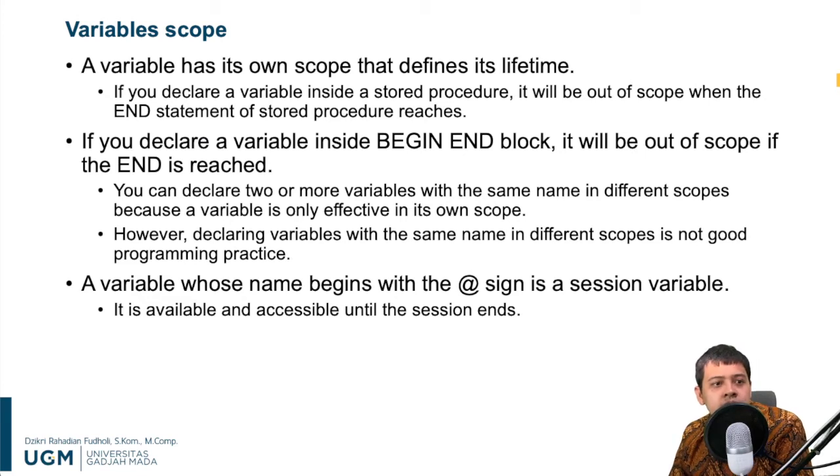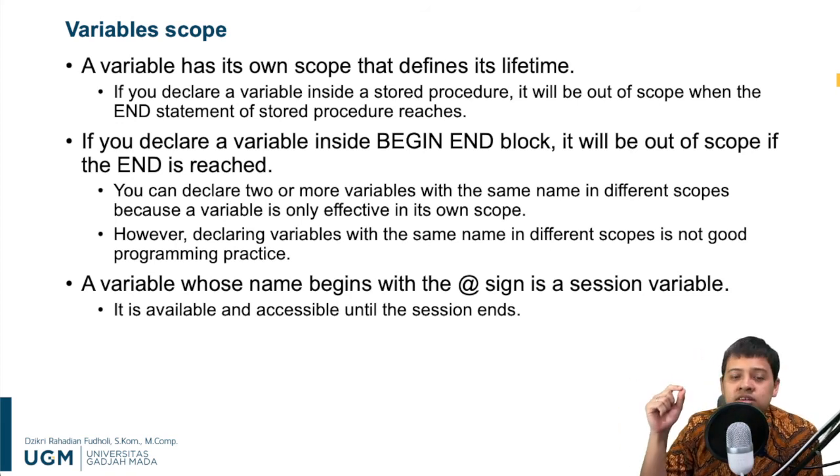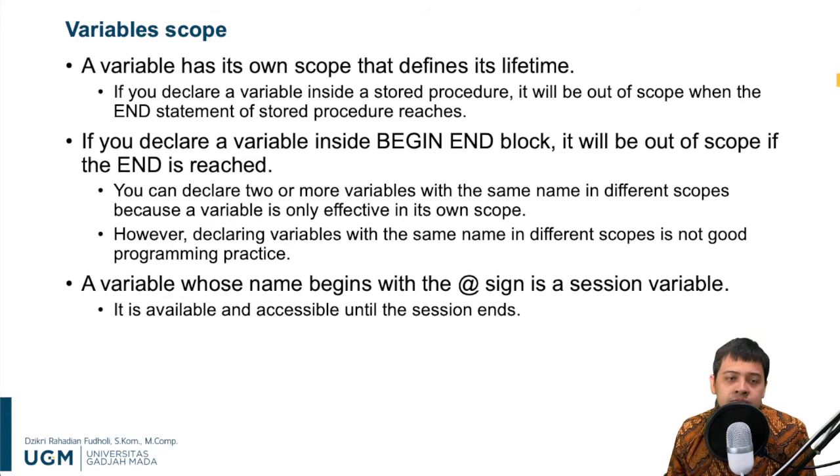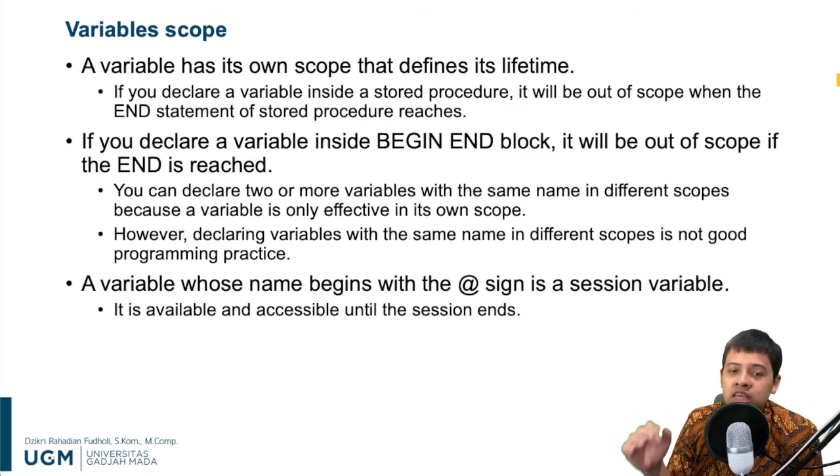Now let's talk about variable scope. A variable has its own scope that defines its lifetime. If you declare a variable inside a stored procedure, it will be out of scope when the end statement of the stored procedure is reached. So this is a local variable, its lifetime is only inside the stored procedure. After the stored procedure has ended, that's it. That variable cannot go out.